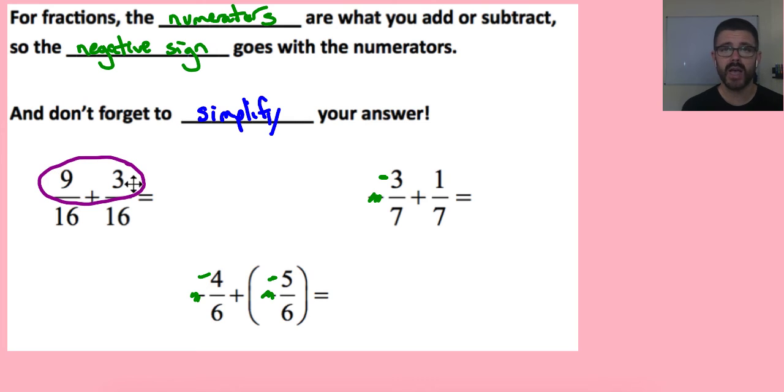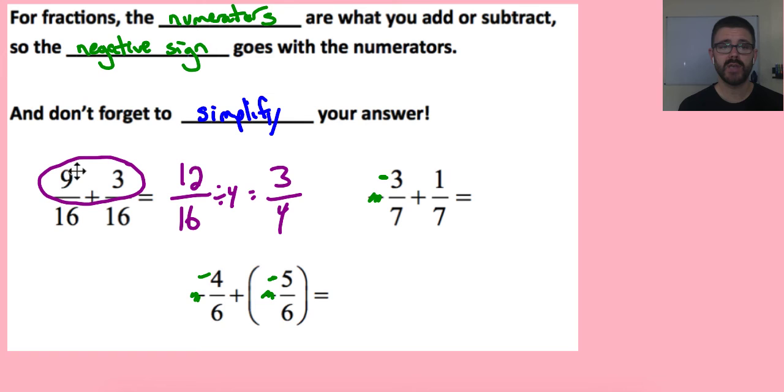But again, focus on your numerators and use your rules. They have the same signs, so I'm going to add them together and keep the sign. 9 plus 3 is 12 sixteenths. And then I always look to see if I can simplify. 12 and 16 can each be divided by 4. And I get an answer of 3/4. And then keep the sign. They were both positive, so it stays positive.